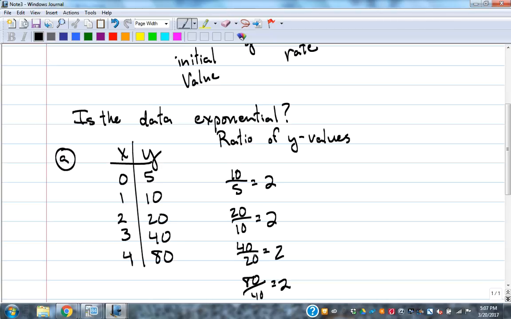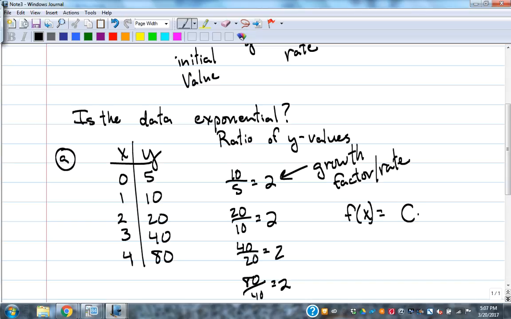You're checking that ratio. If that's the same, then this is your growth factor or rate. Okay, that's your growth factor or rate, depending on what situation you're dealing with. Now, that lets you write the equation.